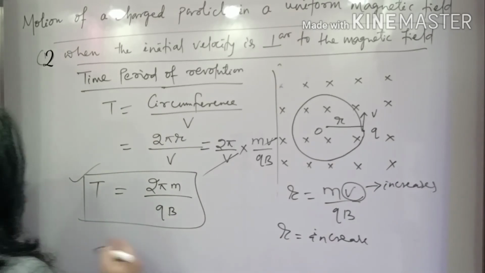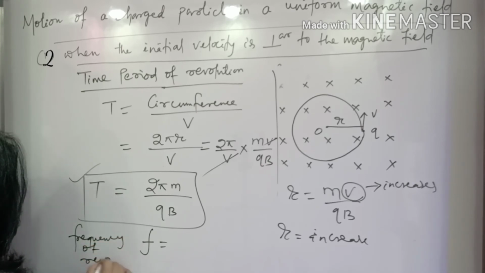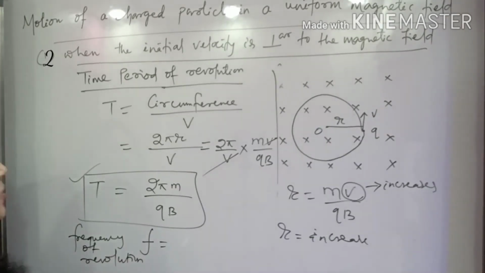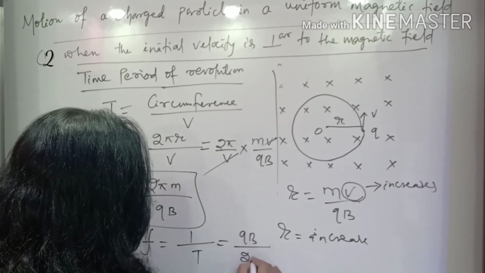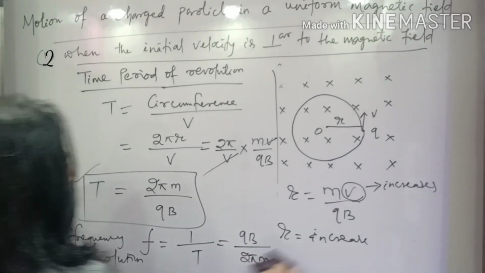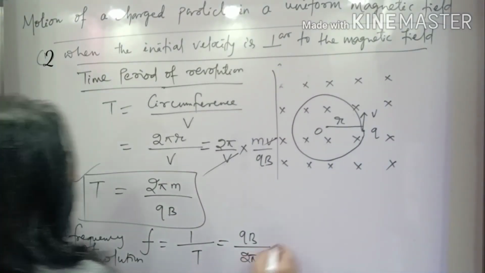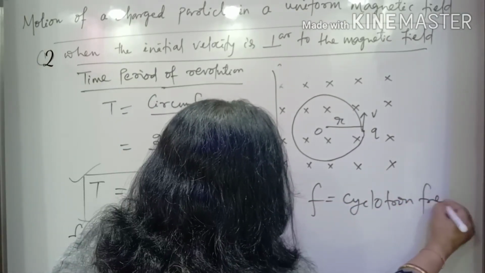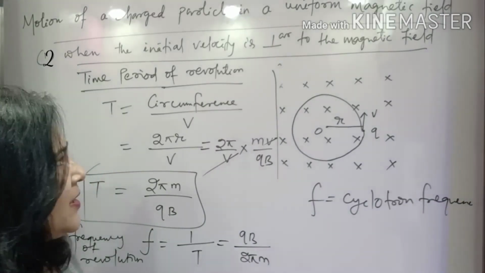Now similarly, if I am finding the frequency of revolution f, f will be equal to what? That is 1 by time period. What will be the formula? This is qB by 2 pi m. This is your frequency of revolution, and this frequency of revolution is also called the cyclotron frequency. Okay, so I think it will be clear.